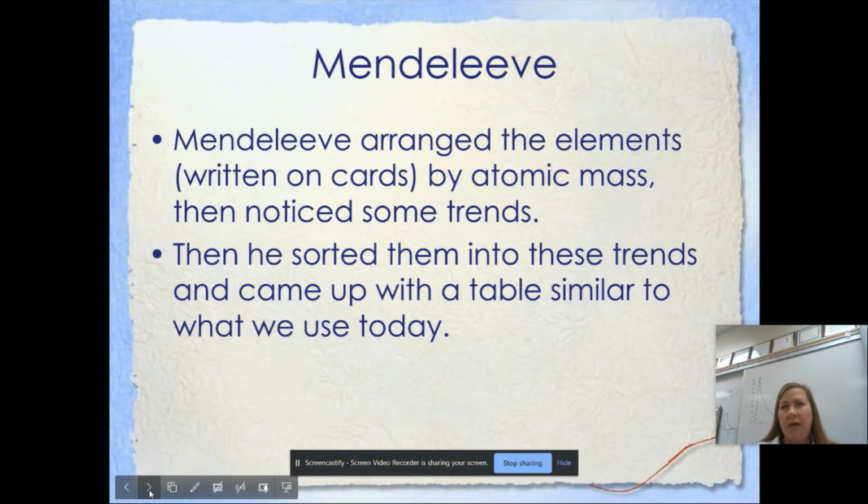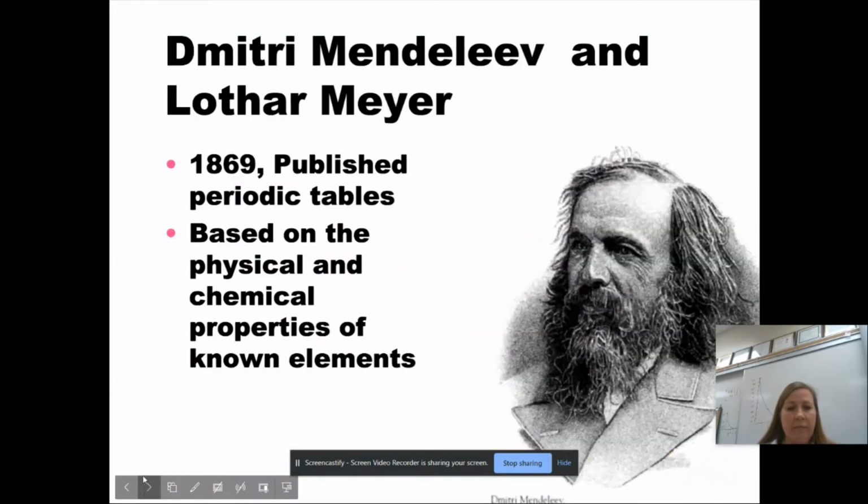Approximately every 8 elements, they had some similar properties. And each of the cards had things like how many atoms of hydrogen it bonds with, its melting point and boiling point, and a bunch of properties of the elements. And he noticed these trends, and he started to arrange the cards in a table format. And it was pretty similar to the table that we use today.